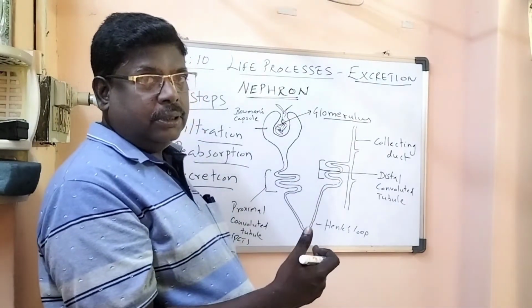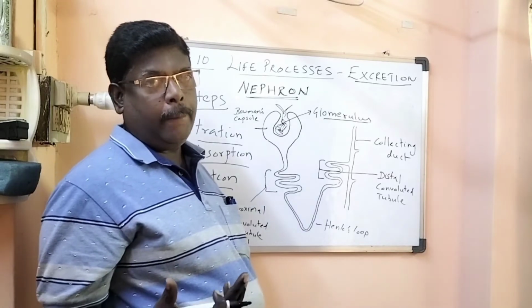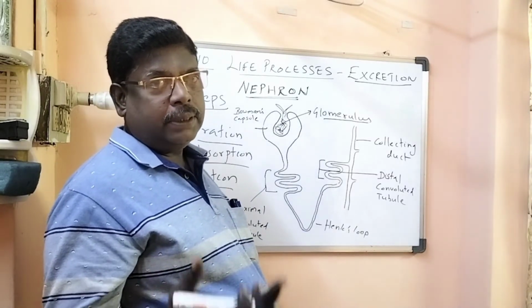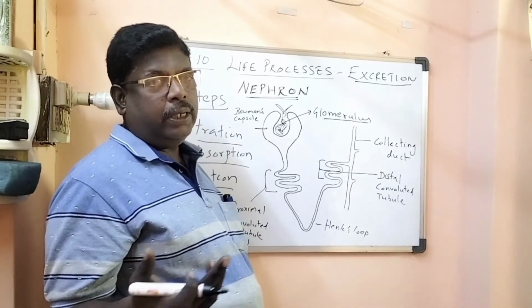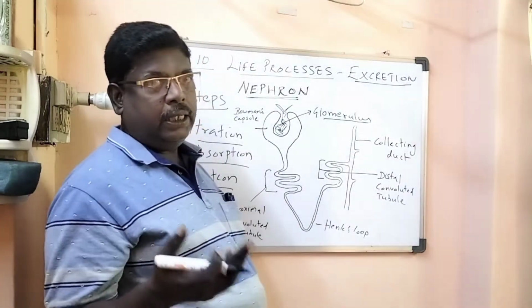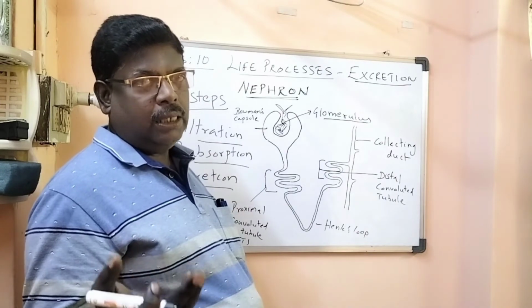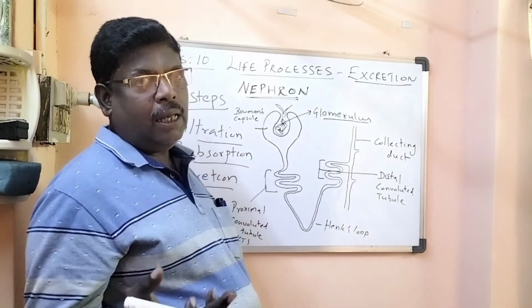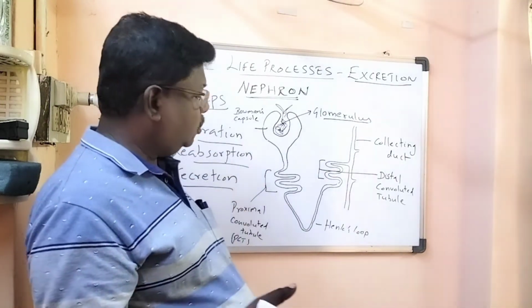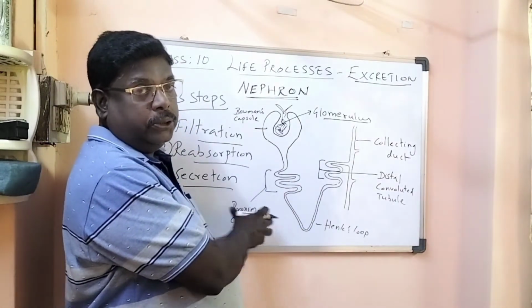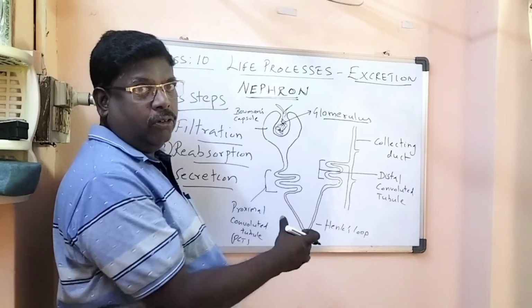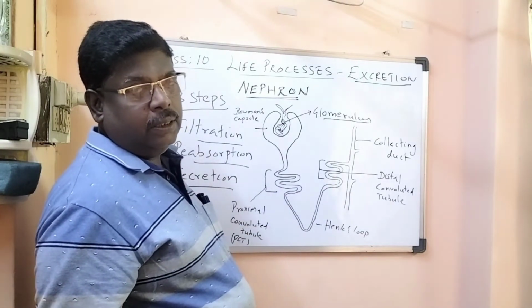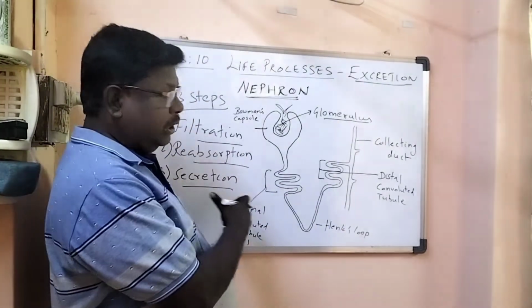And later on, certain substances are reabsorbed. Selectively, some substances are reabsorbed, like glucose, amino acids, and some of the excess water and salts. Glucose, amino acids, salts, and excess water are selectively reabsorbed. That will be happening in the proximal convoluted tubule and the Henle's loop. That is why the Henle's loop is narrow, for selective reabsorption. And finally, secretion.